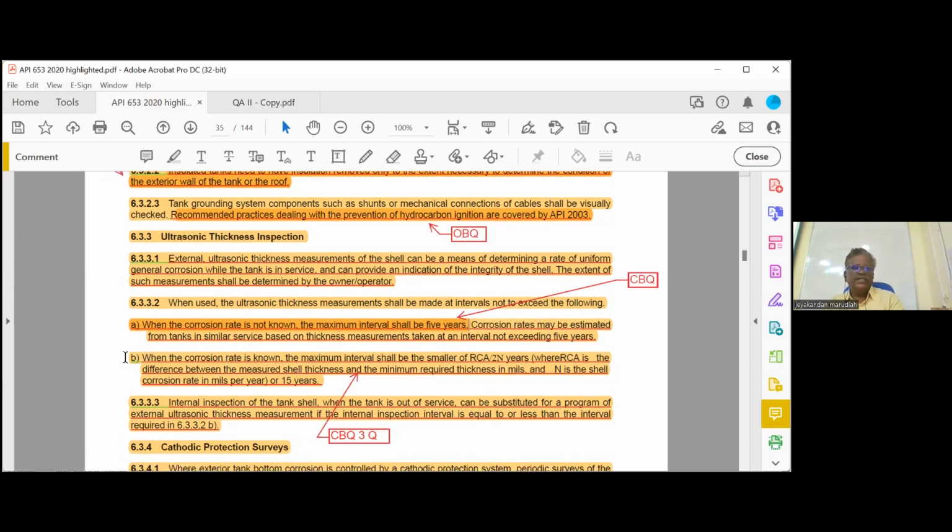Then again write here, when the corrosion rate is known, the interval shall be RCA by 2N. Write this. RCA is the difference between the measured shell thickness and the minimum required thickness. And N is the shell corrosion rate in mils per year, or 15 years.